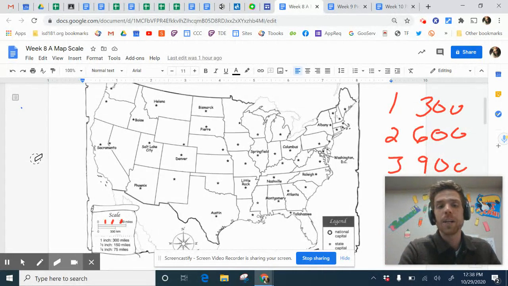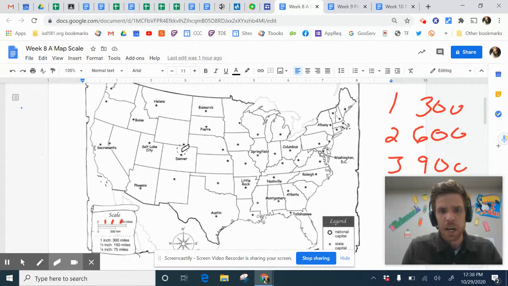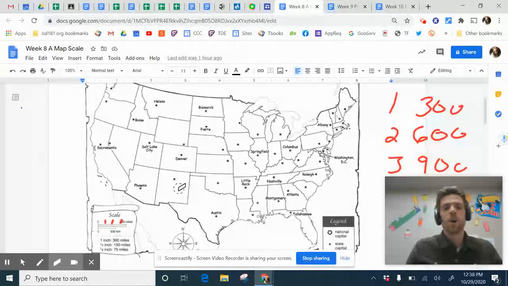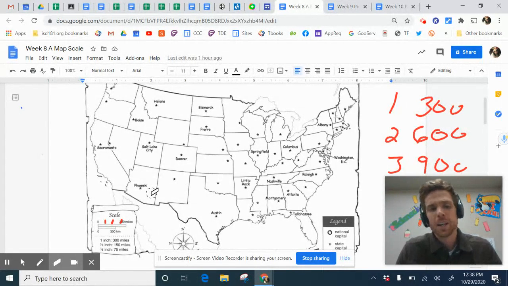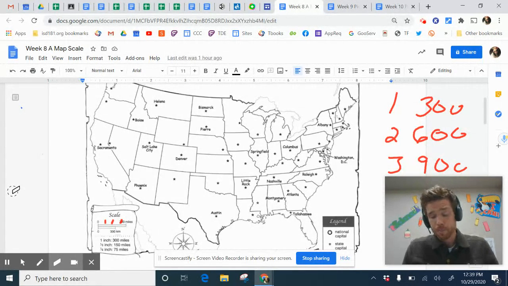Now, if I want to measure how far it is from, let's say, Salt Lake City to Denver, I can put my thumb on there, and it's one thumb and a little more than one thumb. So it is probably about 300 plus a half, so 300 plus 150, probably about 450 miles. That's a fair estimate of going from Salt Lake City to Denver. My thumb is the tool I use to measure and create an estimate. What if I wanted to be a little more exact?